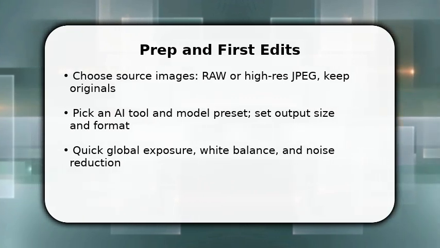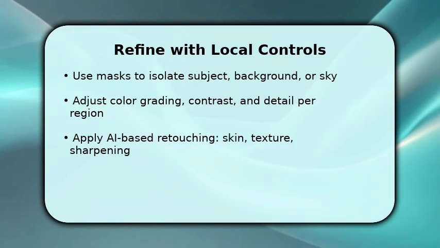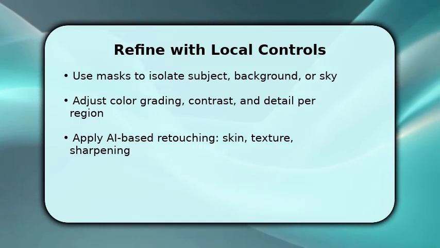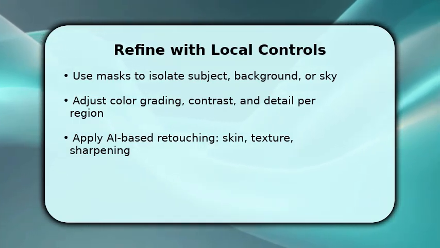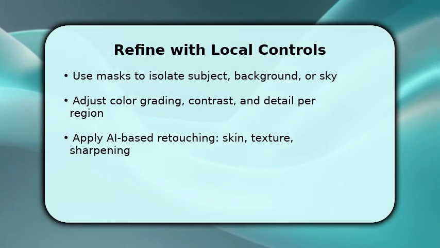Once globals are stable, move to localized refinement. You should create masks for subject, background, and sky so the AI edits only intended areas. This prevents haloing and preserves depth.